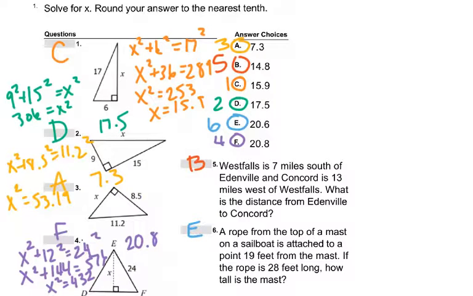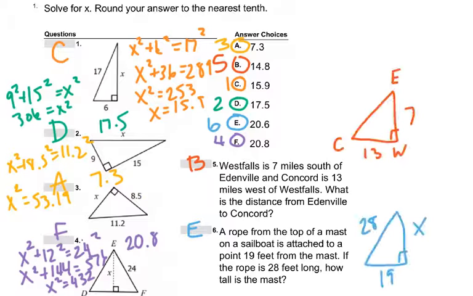Okay, so for B and E, I'm going to draw a picture. For B, I would set that up as 13 squared plus 7 squared equals x squared. When I add all the numbers together, I get 218 equals x squared. I take the square root of both sides, and that's how I get the 14.8.